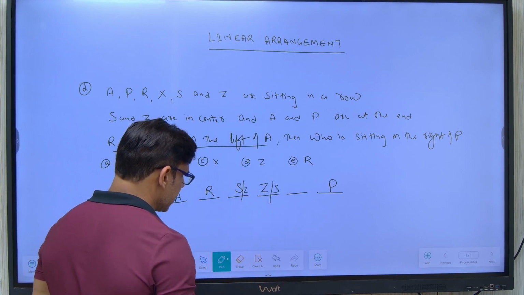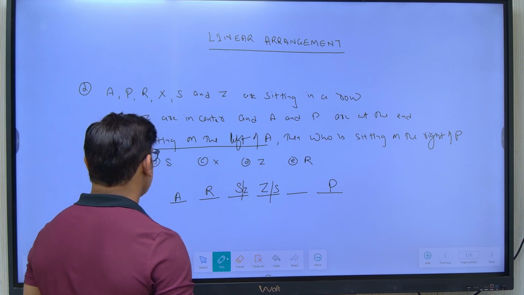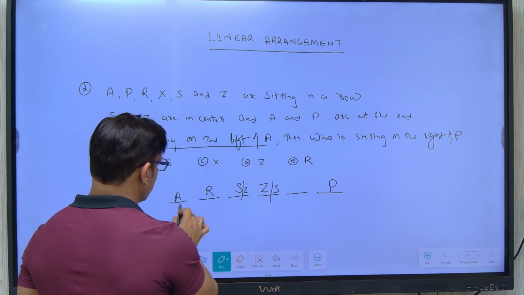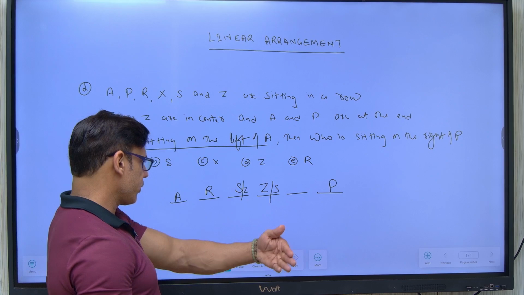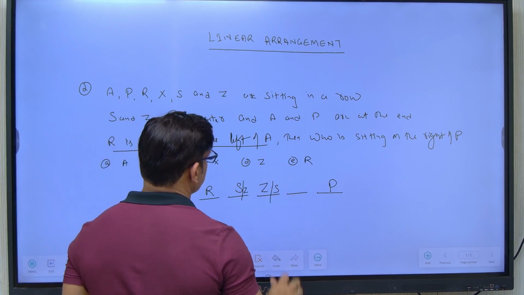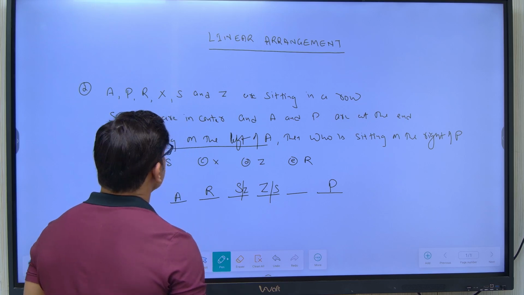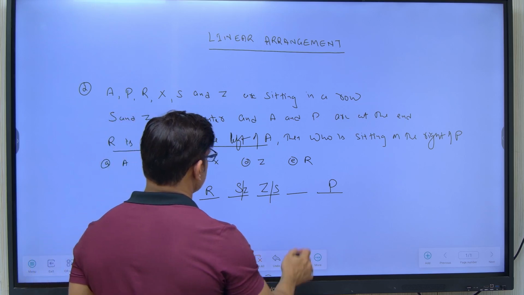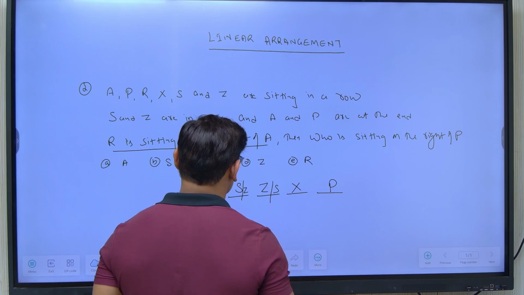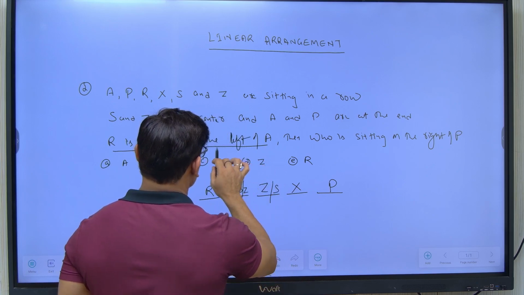And now let us consider they are facing us. And then it is given that R is sitting on the left of A. So A is facing, left of A is R. R can be here also. Then who is left? X. X has to be here. I think they should mention that immediate left of A.